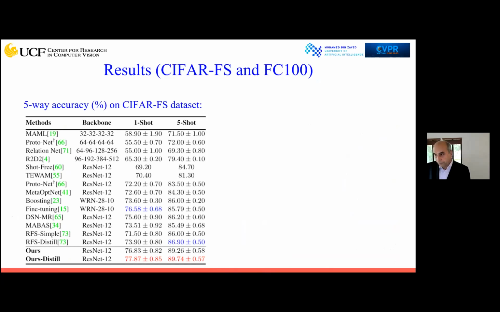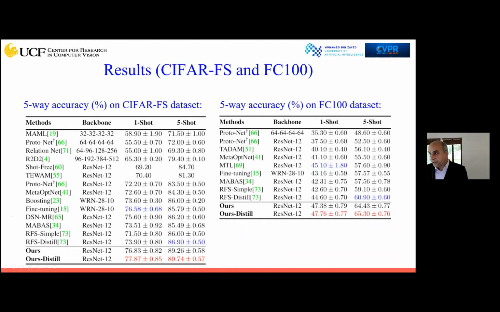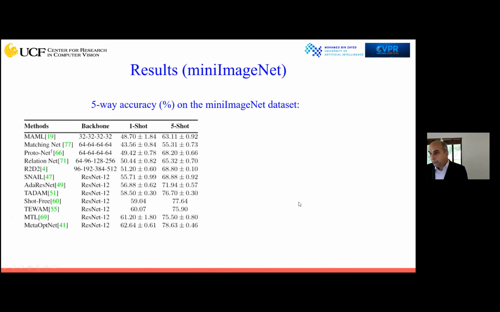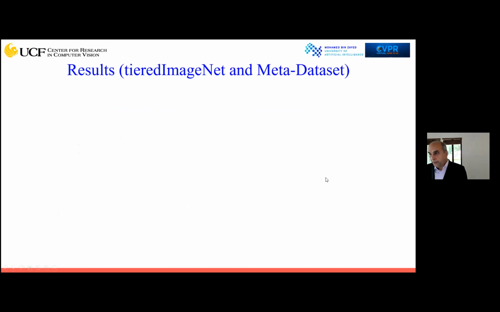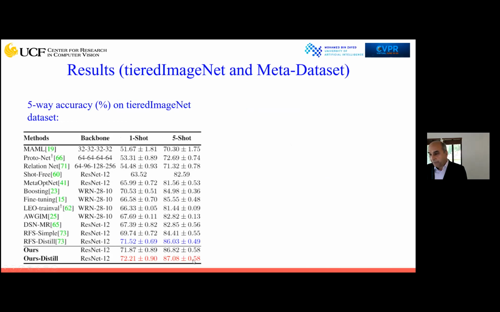So these are the results for the CIFAR-FS dataset. There are several methods. So we are the best, the second best, and same thing for 5 shot. And these are results on FC100. Again, we have the best results. Then we can also do mini ImageNet. Now, mini ImageNet has many methods, and that's why we have a second column. And again, we do very good. This is second best. Then we can do tiered ImageNet, and these are the results. Again, we have the best results.